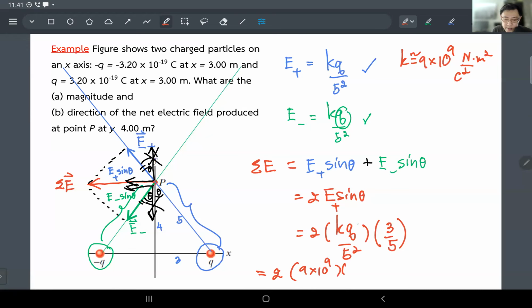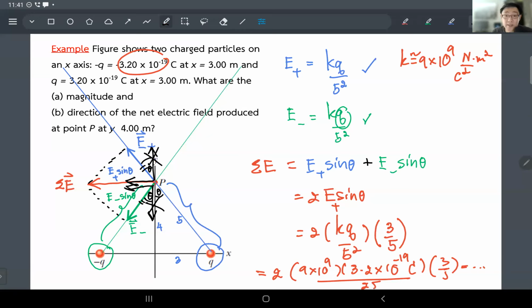The Q is the charge. The charge is 3.2 times 10 to the negative 19. Just plug it in there. That's a Coulomb. And then the rest are just numbers, 3/5, and then you have 25 down here, and then you're done. Cool.